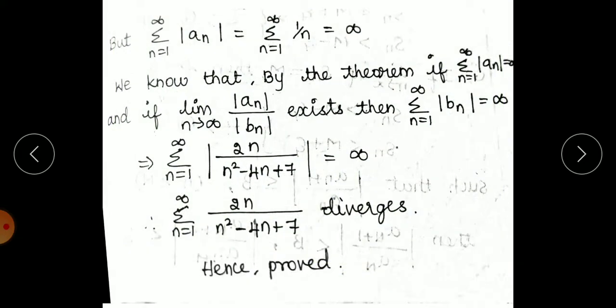But summation an equals summation 1 by n, which is equal to infinity. By the previous theorem, if summation modulus of an equals infinity and the limit of an by bn exists, then summation bn is also infinity. Therefore this series diverges, so hence proved.